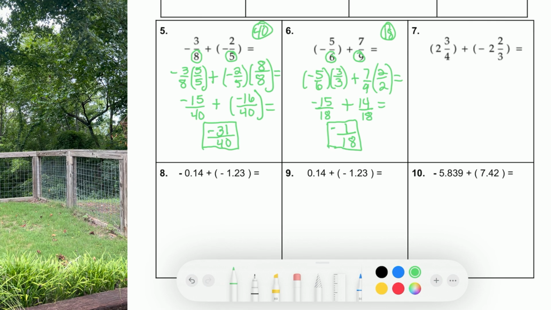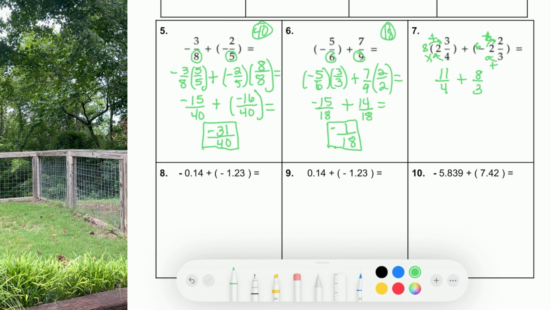Number 7, still working with fractions, still going to go through the same process, except we're adding a step. We need to turn these mixed fractions into improper fractions so that we can work with them. So remember, 4 times 2 gives me 8, plus the 3 gives me 11. So this fraction is 11/4. 3 times 2 is 6, and then 6 plus 2 is 8. So we end up with 8/3.